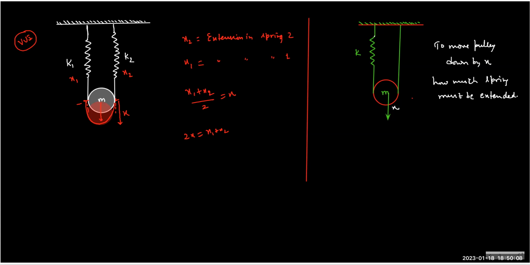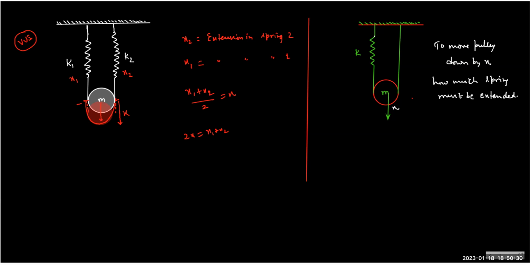Sir, by x length only. Think about it. Or x1 by 2. So the pulley is going down with x. So how much do we have to extend the wrapped length of string? Common sense.